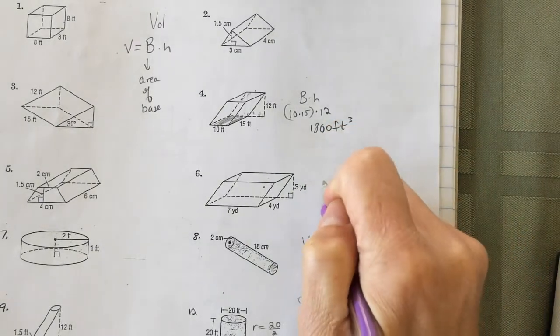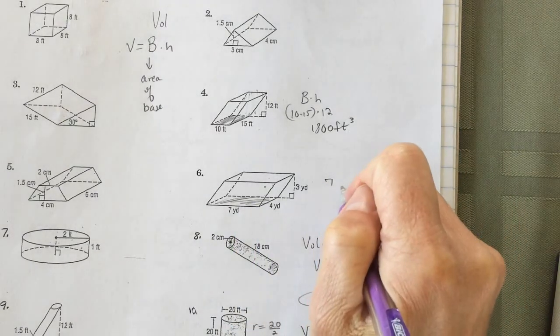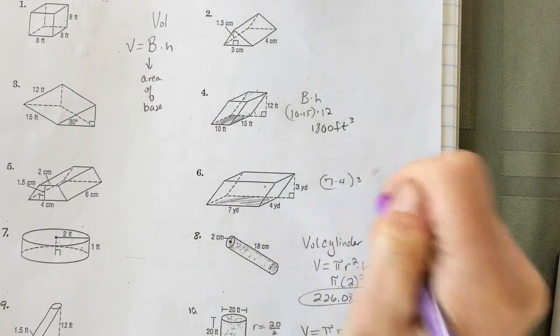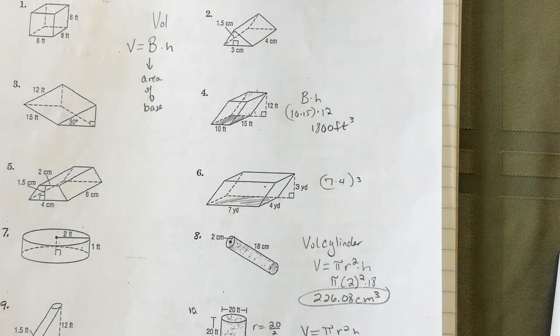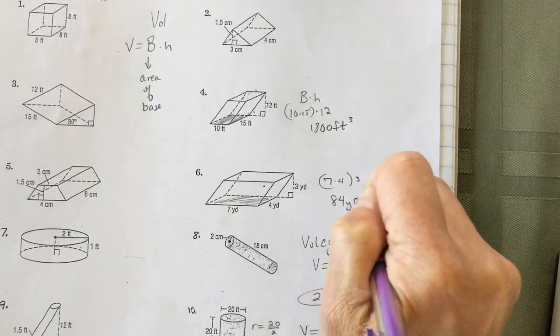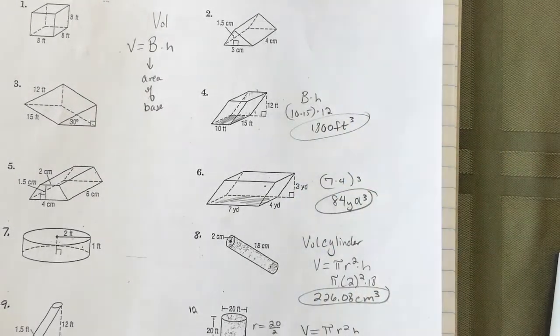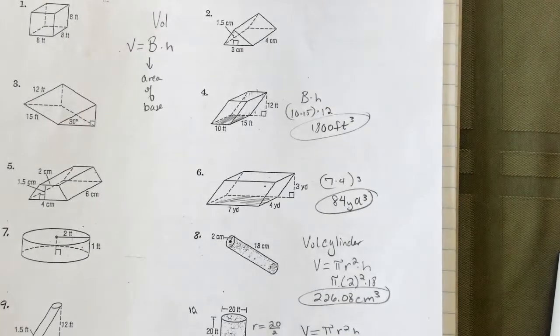Same thing on number 6. Area of the base, there's my base sitting down there. 7 times 4 times our height of 3, which is a total of 84 yards cubed. Okay, so hopefully that's getting us going. And you're going to notice there's some additional work on here. I used the same worksheet for one other video in particular, dealing with the volume of a cylinder. So don't stress, I'm just using the paper I've got.